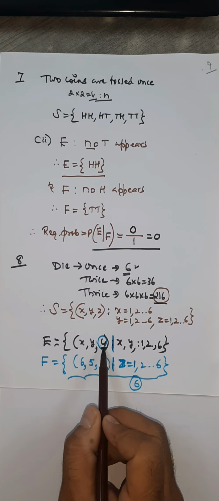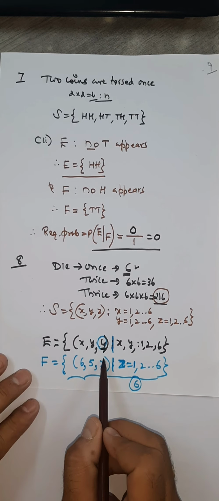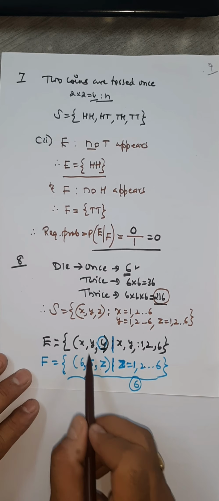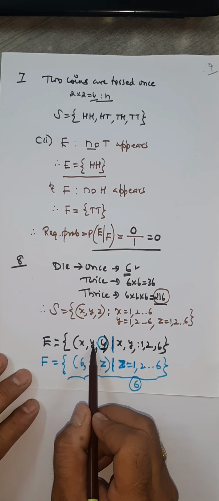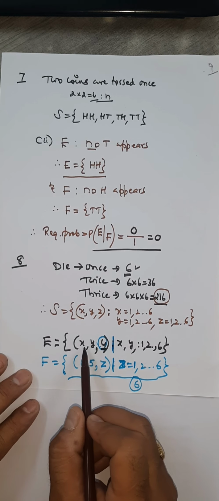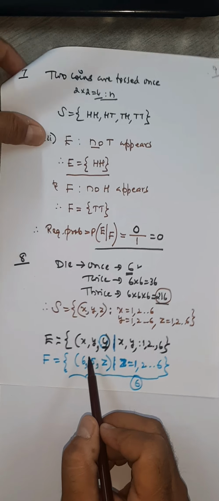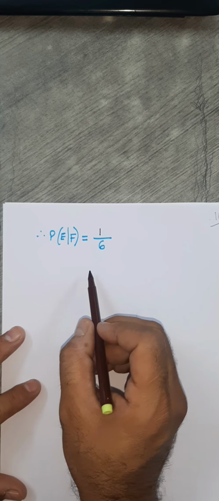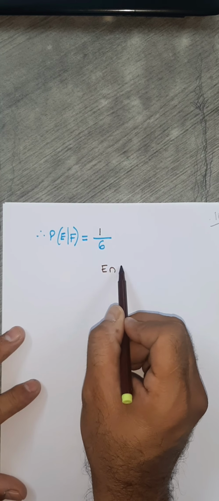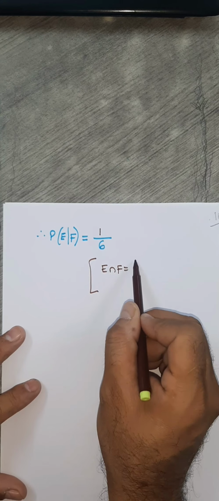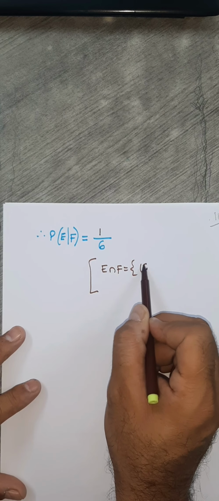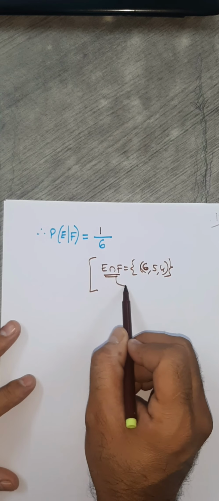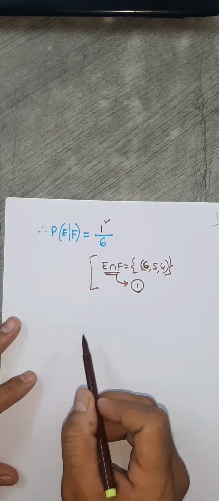You see here 4 is fixed. Now how many times will 4 occur over here? Only one time. Here XY are fixed, 6 and 5. How many times will 6 and 5 occur in this? Only one time. So there is only one outcome common in this, that is 1 by 6, like this. E intersection F has only one outcome common, that is 6, 5 and 4. So number of outcomes in this one is just 1. That's why we wrote 1 here.